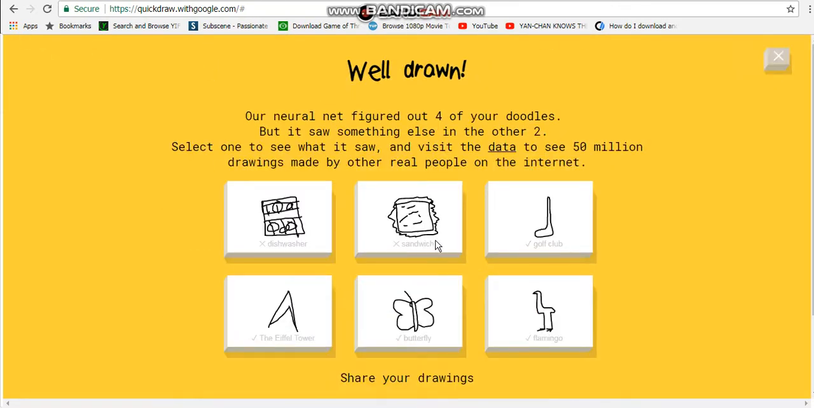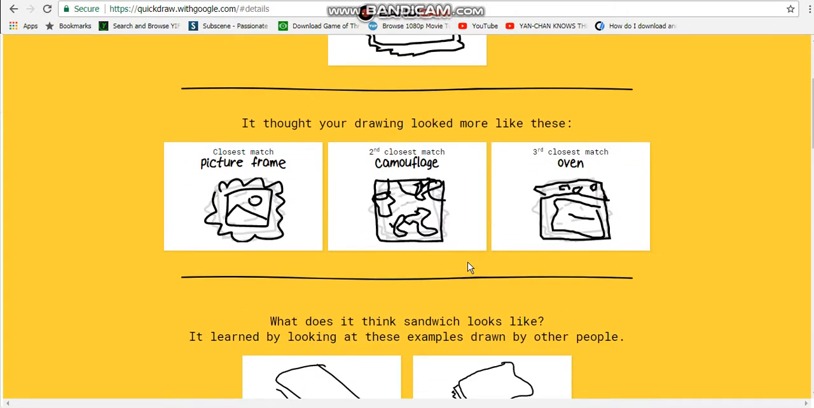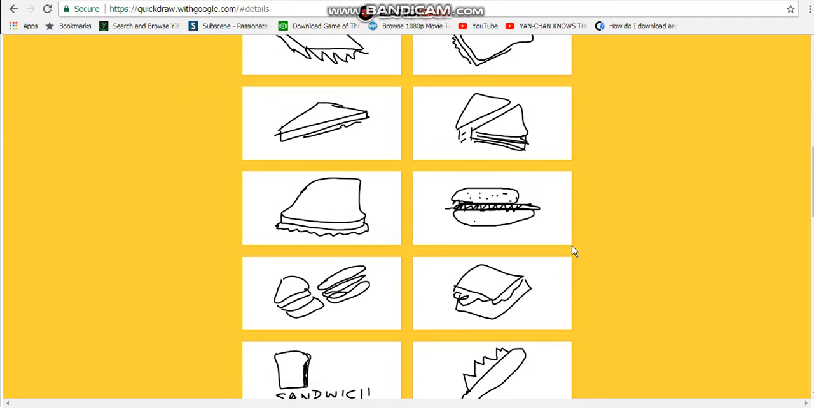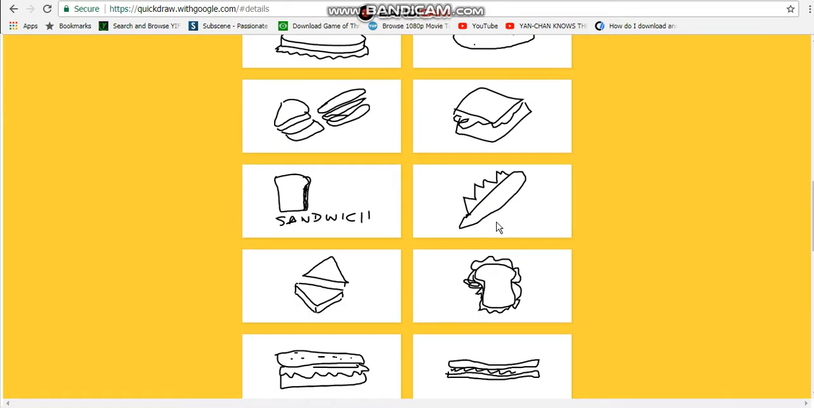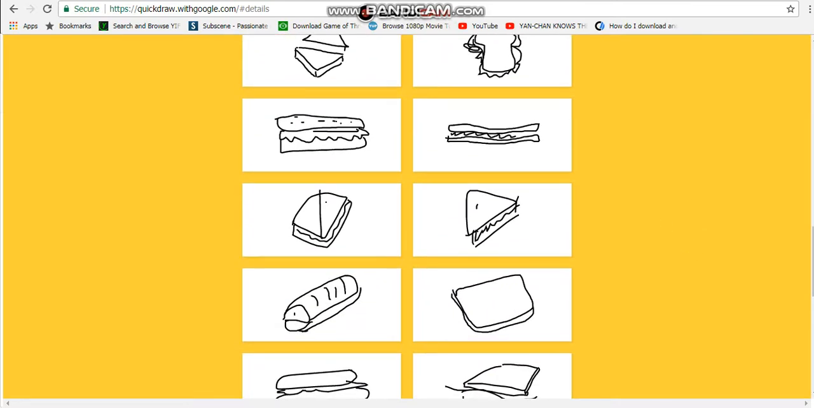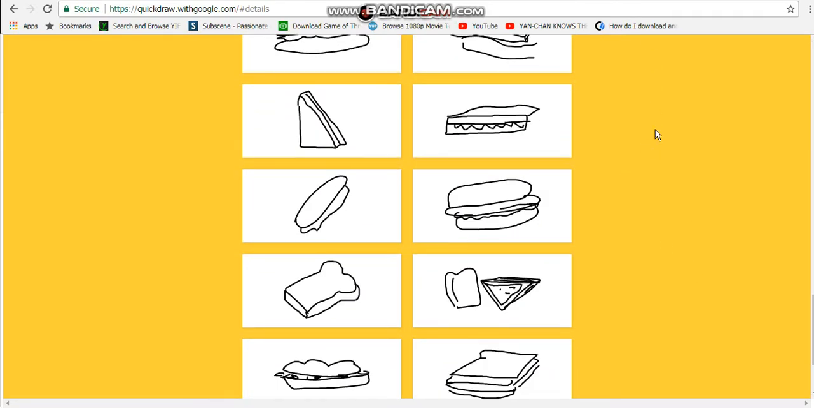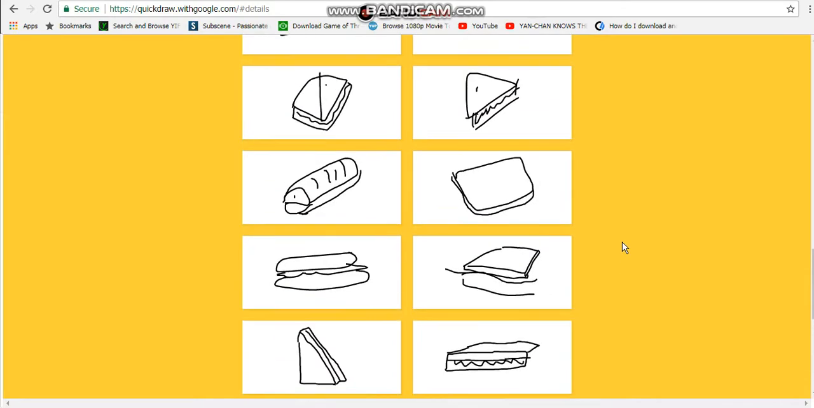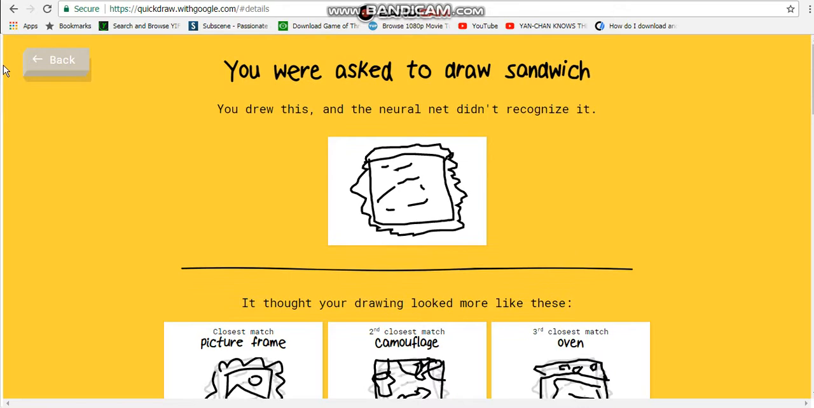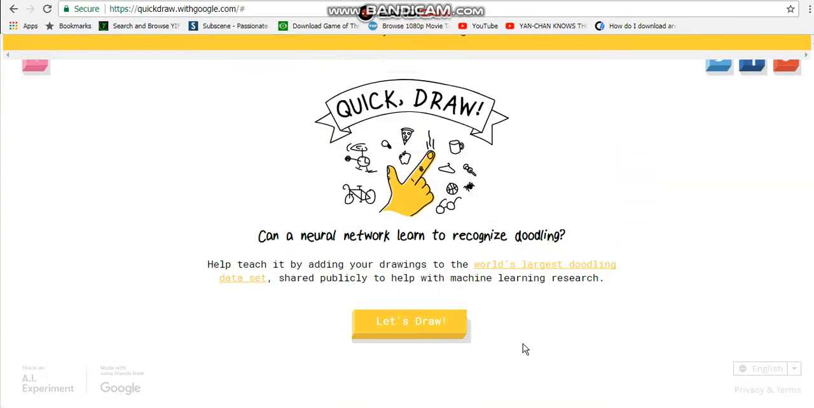Whatever. What about the sandwich? Wow, some of you. That's a hot dog, not a sandwich. He cheated. I'll give it to this one. This one's good. Yeah, I think I'm gonna give it to this one. This one's the best out of all. Let's draw some more.